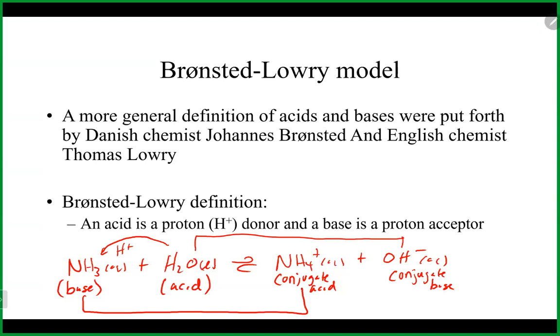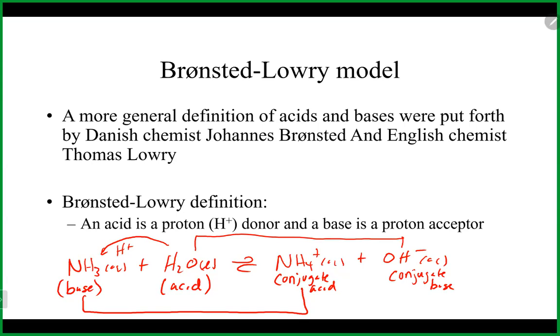So on one side of the reaction, when you have a Bronsted-Lowry, you have an acid. Its partner on the other side is what's referred to as the conjugate base. And if you have a base on the left-hand side, its partner on the other side is what's referred to as a conjugate acid. These are sometimes referred to as conjugate acid-base pairs.